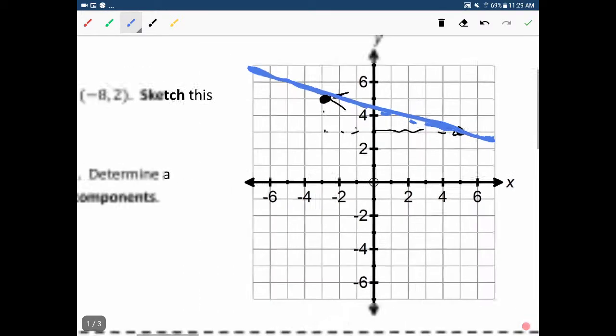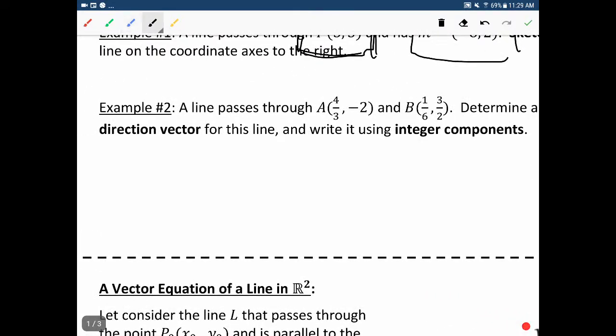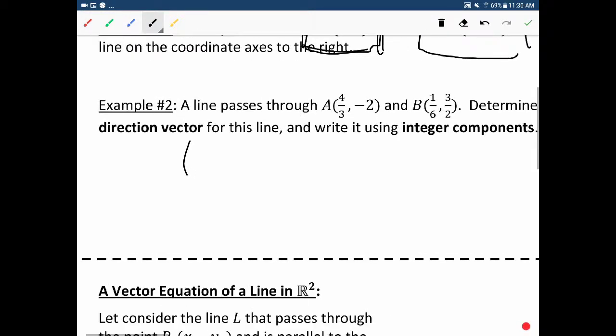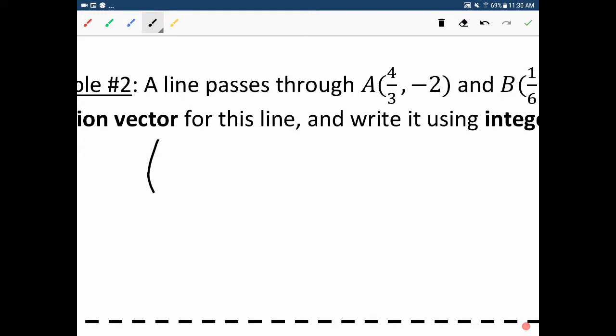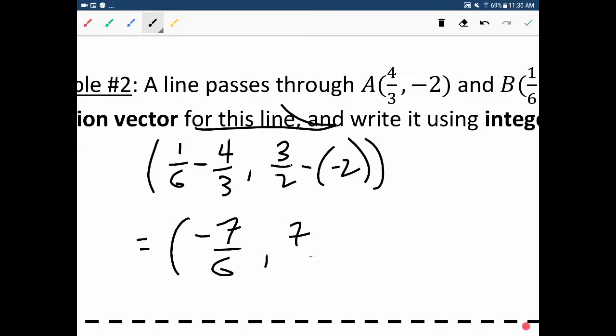Okay? So if you were given 2 points, of course, much like making slope, you could create the direction vector. So in this case, we've got A and B here. So I'm going to have 1/6 minus 4/3. And for my y, I'll have 3/2 minus negative 2. And so this here will create a direction vector for us, which will be negative 7/6 and 7/2.